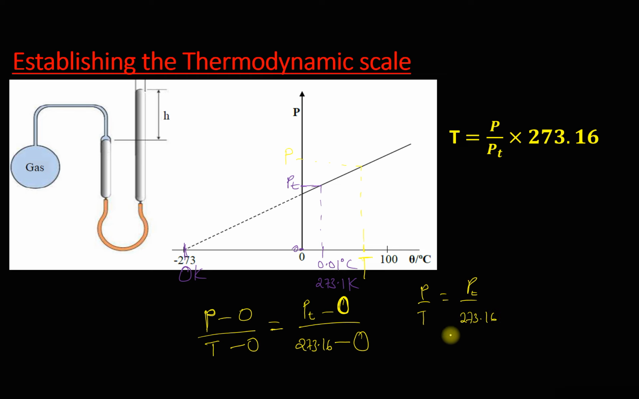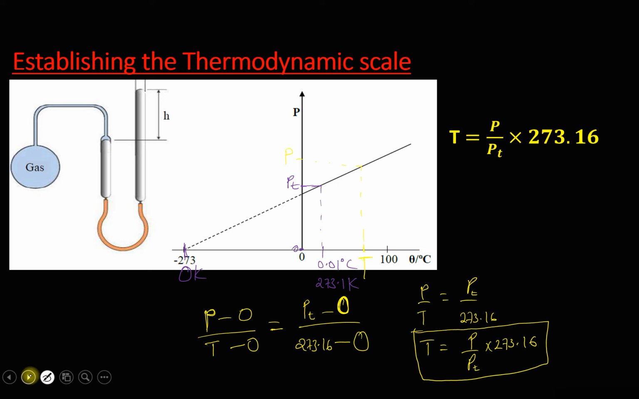273.16 Kelvin. So it means the temperature T is going to be equal to P over PT times 273.16. Even though most of the time this equation will not be used for calculation, this would be the equation that I would use for determining the temperature on the Kelvin scale if I know the thermometric property. But remember, the temperature on the Kelvin scale does not depend on the thermometric substance which is used in the thermometer.